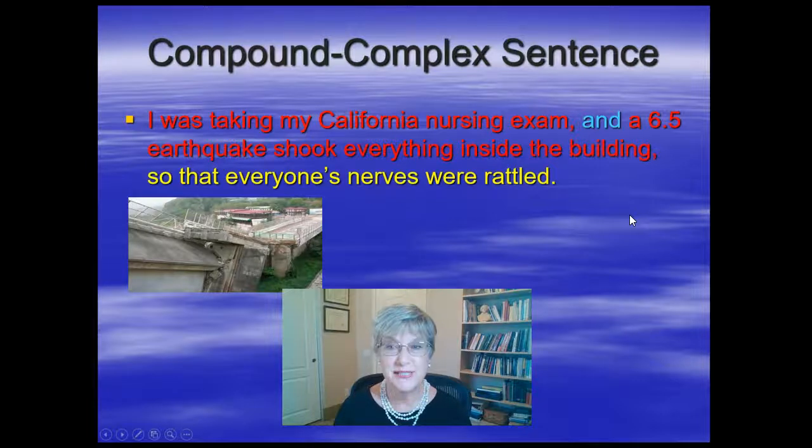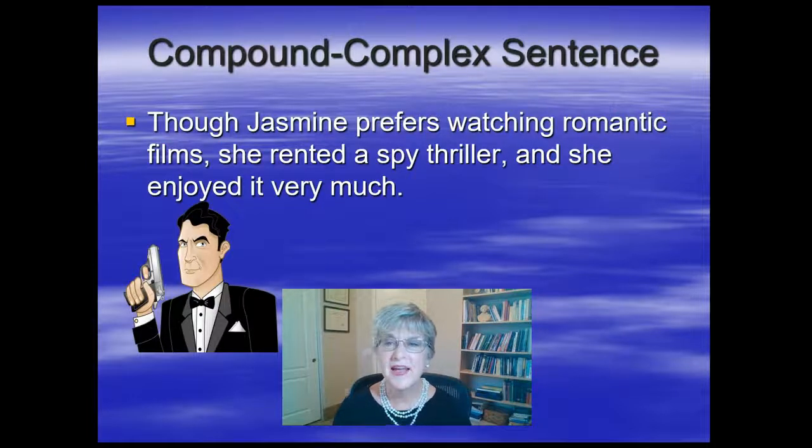Let's look at another example. Though Jasmine prefers watching romantic films, she rented a spy thriller, and she enjoyed it very much. Okay, we know that though is a subordinating conjunction, so we also know that this is going to create a dependent clause. Now we have 2 independent clauses. She rented a spy thriller, and she enjoyed it very much. And we have our little coordinating conjunction. Okay, let's look at another example.